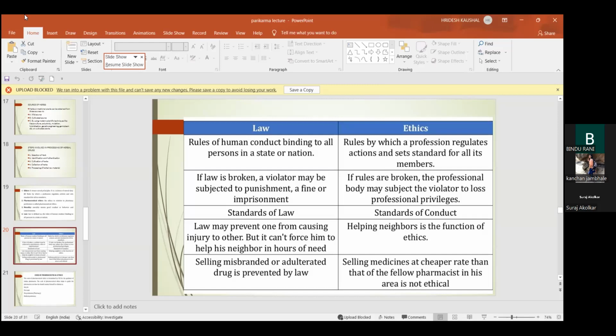If rules are broken, the professional body may subject the violator to the laws of the profession. A very common example is the medical store. If during a visit of the drug inspector the pharmacist is not available at that time, then his or her license may be cancelled. So that is the punishment as per ethics. As per ethics, the registered pharmacist should be present in the shop every time, and if during inspection it is found that the person is not present, then that person has broken the code of that profession. So that person will get punishment. The punishment may be cancellation or suspension of license. Different kinds of punishments are there depending upon the situation.